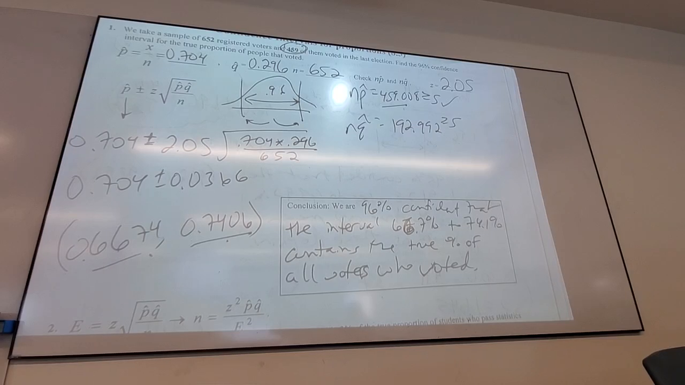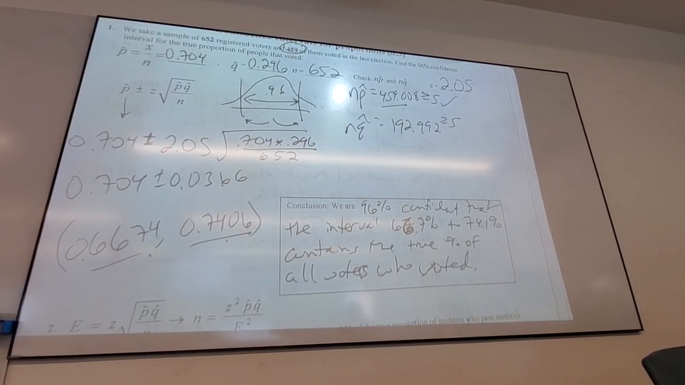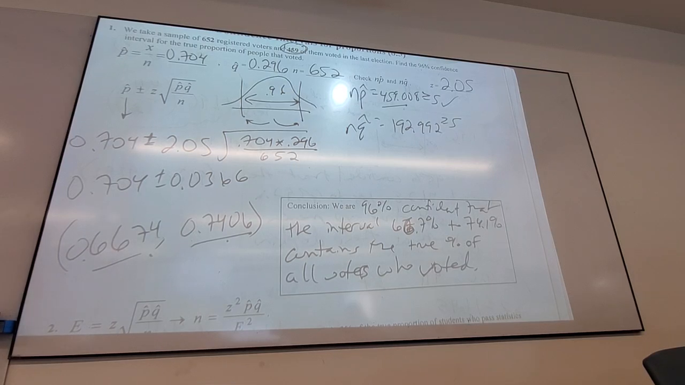Tell me if this is wrong, because this is what I wrote. 66.7 to 74.1 will catch the true proportion of people registered to vote that actually voted. Beautiful. So the way I wrote it is not the only way, because that's English for you. You must have this: we are this and such confident that this interval captures the blah, blah. Yes?